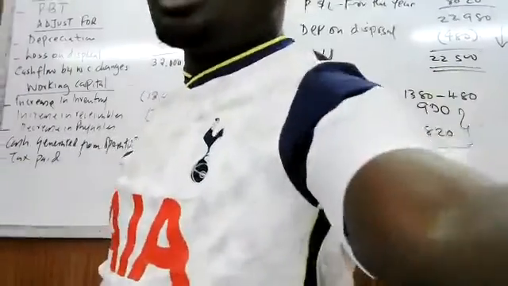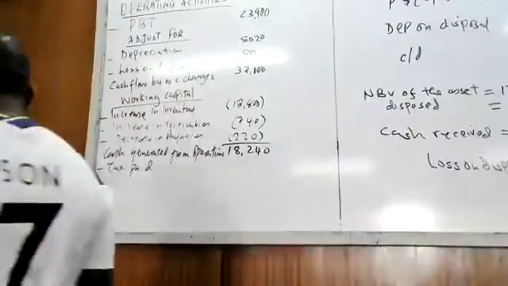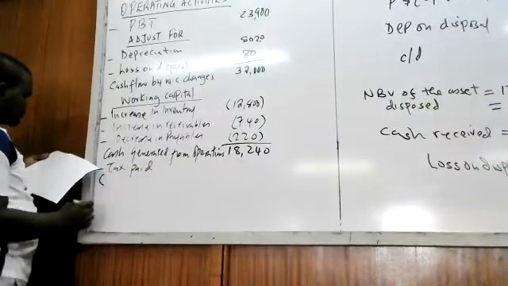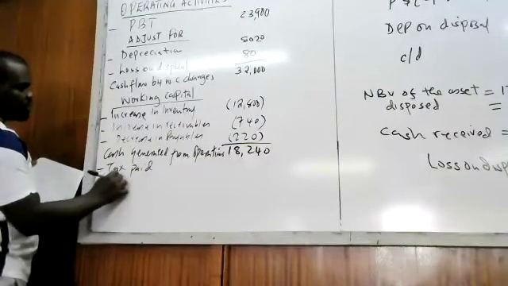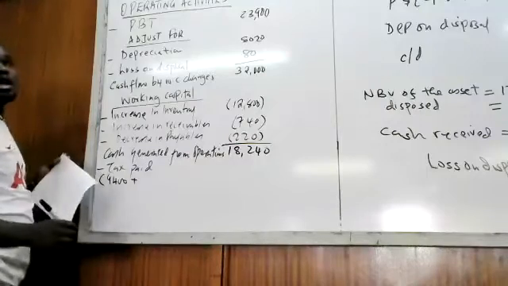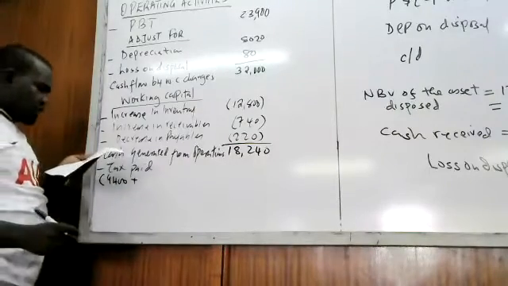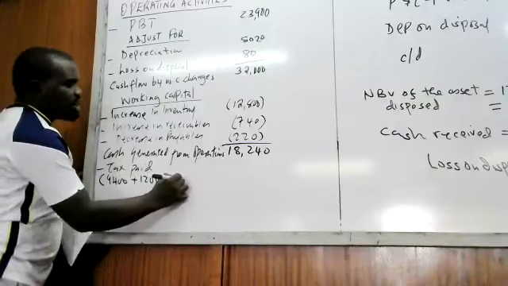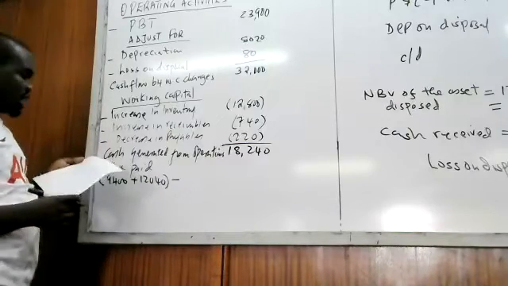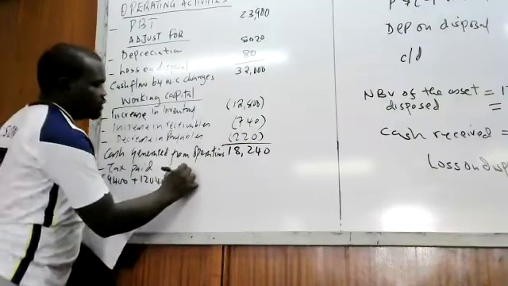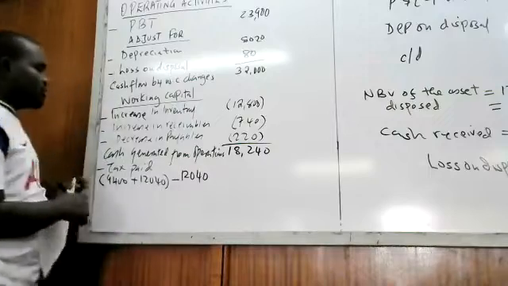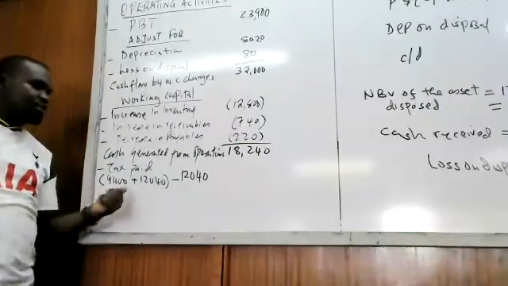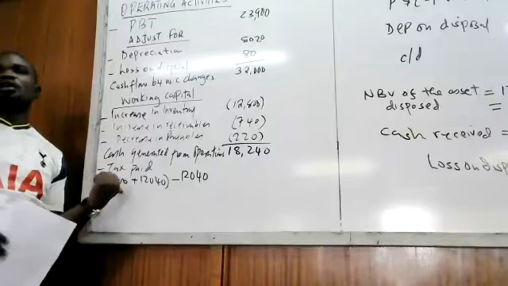So tax will go this way. At the beginning, tax was how much? 94. During the year in the profit account, they said the corporate tax is 12,040. But at the end of the year, how much remained outstanding? 12,040. So it means what they paid was this. So this plus this minus this is this one.